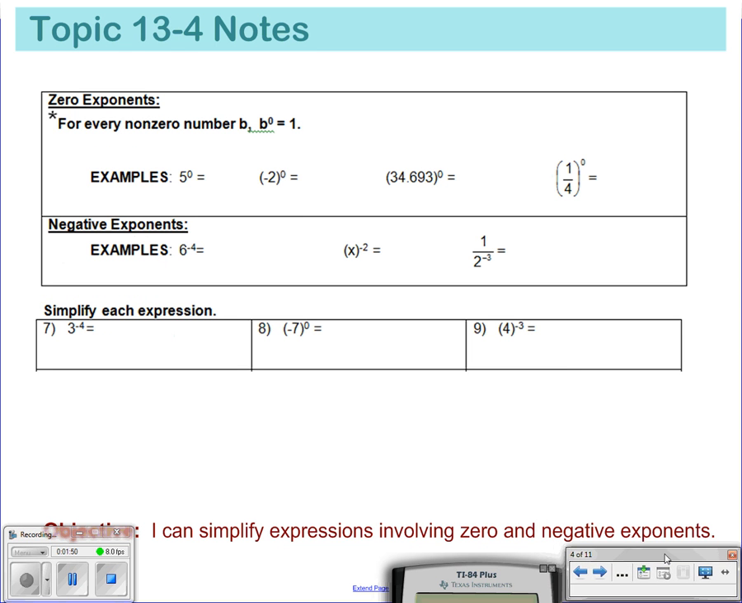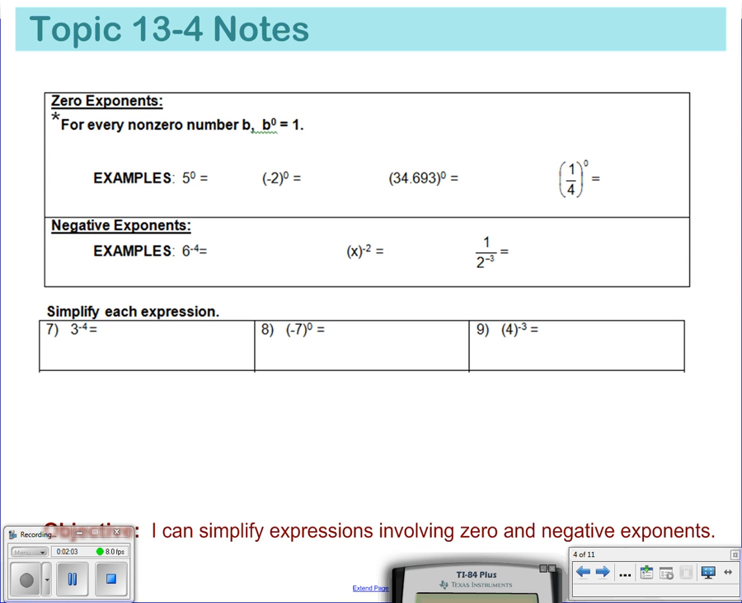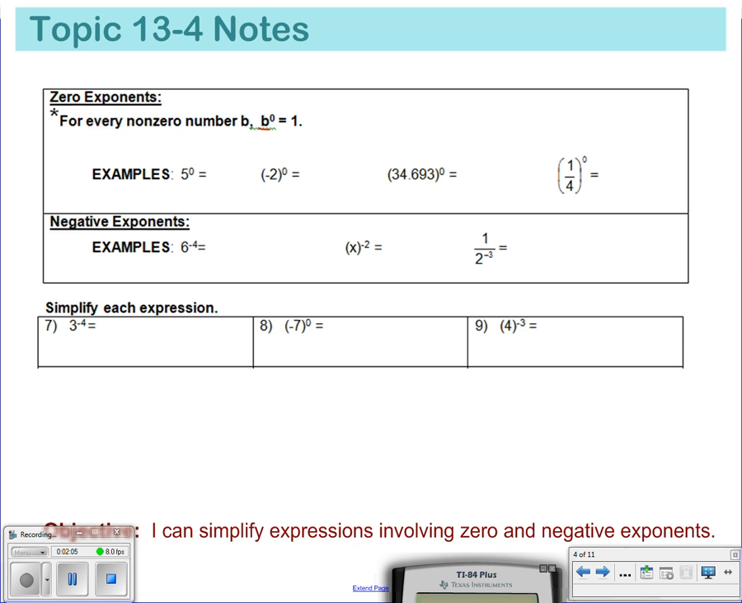So our topic, let's get started. We are talking about exponents that are zero. So our rule is that for every non-zero number, B is our base, and this is a non-zero number, any non-zero number raised to the 0 power is going to be equal to 1. So our first example, we have 5. 5 is not equal to 0, but 5 is raised to the 0 power, so it's equal to 1.